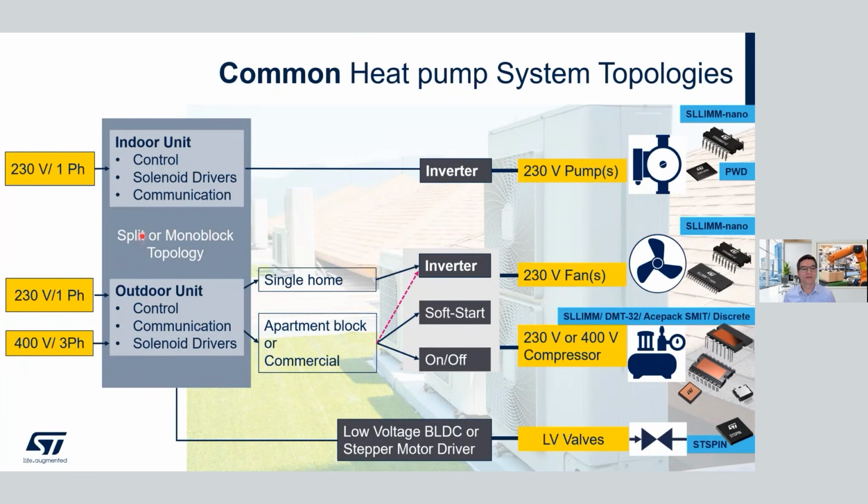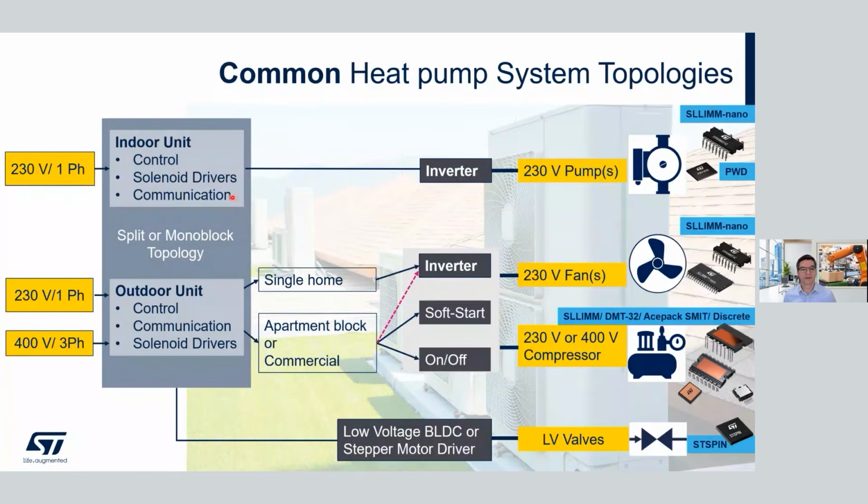If it is a split topology, that means you have an indoor unit and an outdoor unit. The outdoor unit is outside in the garden and the indoor unit is somewhere in the building. Or if it's a monoblock, then everything is installed in one unit that is mainly installed only indoors. That's the main split for heat pump systems, which we could observe on the market.